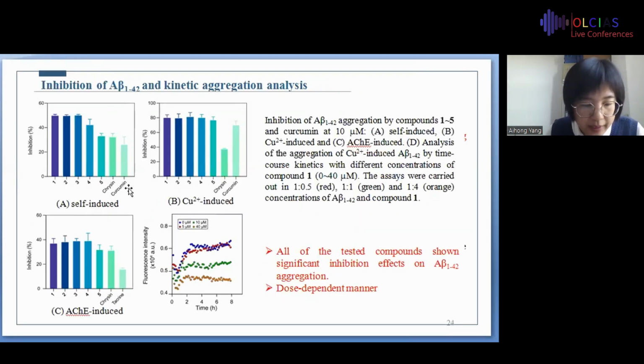In addition, the inhibition activities of A-beta aggregation were measured. It is worth mentioning that the inhibitory activity of these compounds on copper-induced A-beta aggregation was around 80%, and the inhibitory activities on other kinds of aggregation were only around 40 to 50%. So the aggregation kinetics were studied to further explore the mechanism of action. Figure D shows that 1 is able to inhibit the total amyloid species formation in a dose-dependent manner.